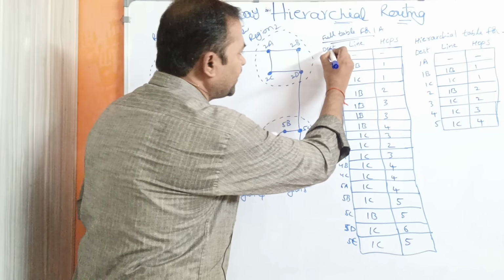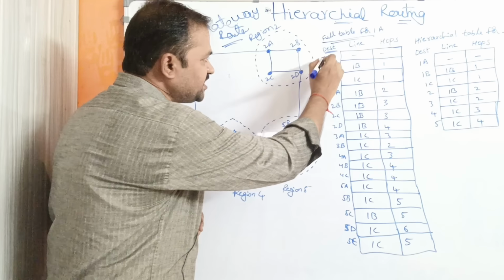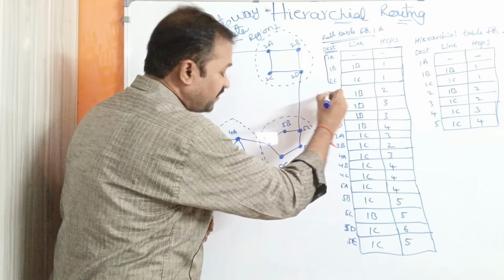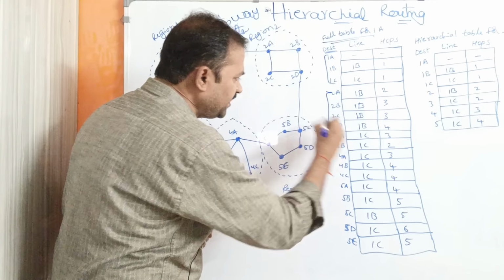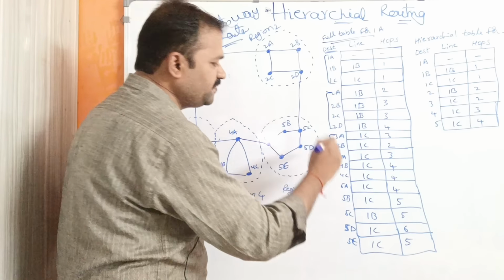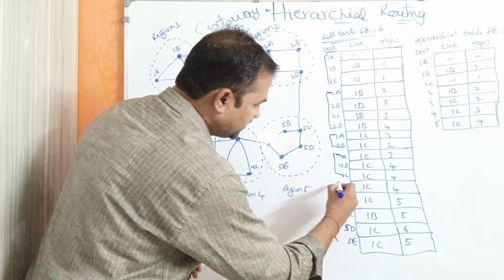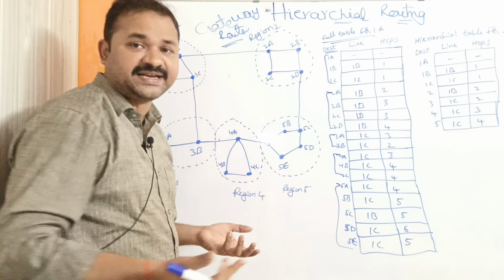Here we have two columns. The first is the destination: 1A, 1B, 1C. This is one group, one region. Next 2A, 2B, 2C, 2D, this is one group, one region. 3A, 3B, one group, one region. 4A, 4B, 4C, one region. Next 5A, B, C, D, E, another region.